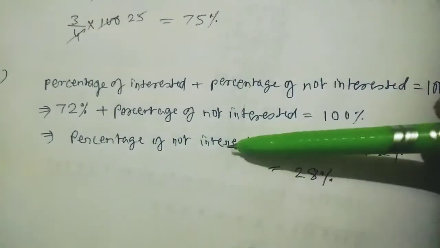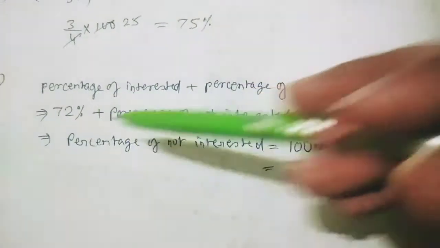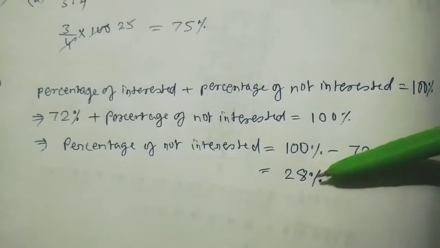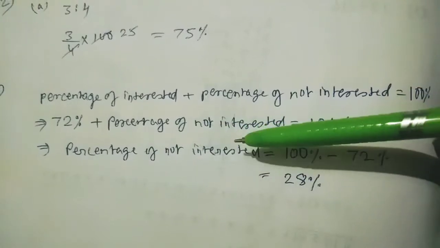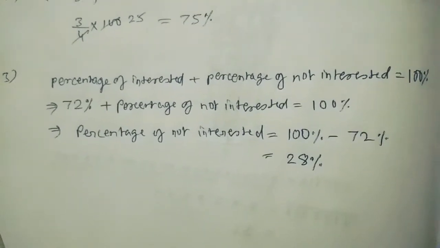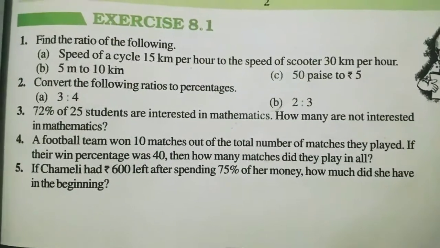Here the percentage of interested students is given as 72%, and you have to take out the percentage of not interested. So percentage of not interested will be what? 100 minus 72. This 72 will go to that side and it will be minus. So 100 minus 72 is 28%. Very easy. So the percentage of not interested students in mathematics is 28%. Okay, this is a shortcut way. Understood?